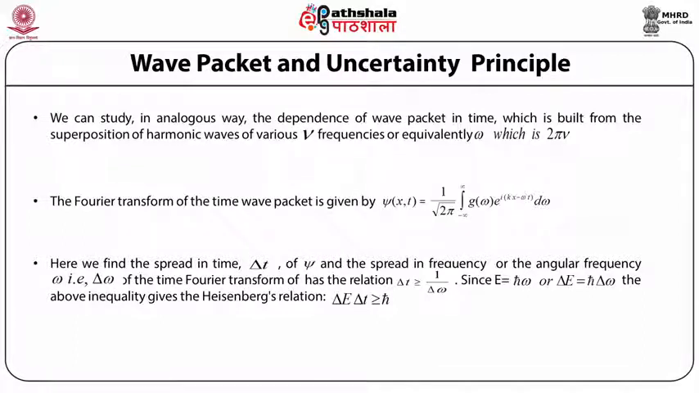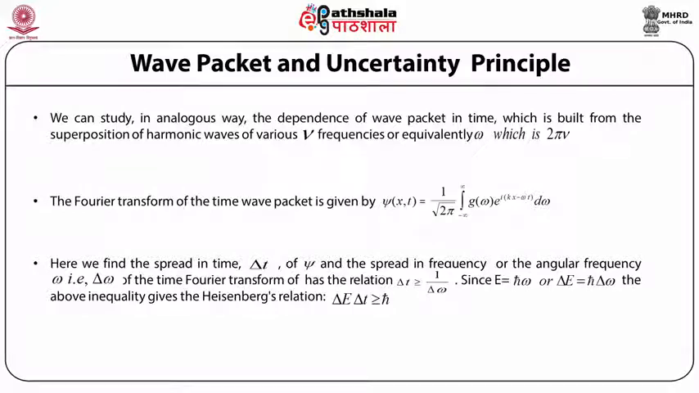We find that the spread in time, delta t, of the wave function phi, and the spread in the angular frequency omega, that is delta omega, of the time Fourier transform, have the relation delta t is greater than or equal to 1 upon delta omega.